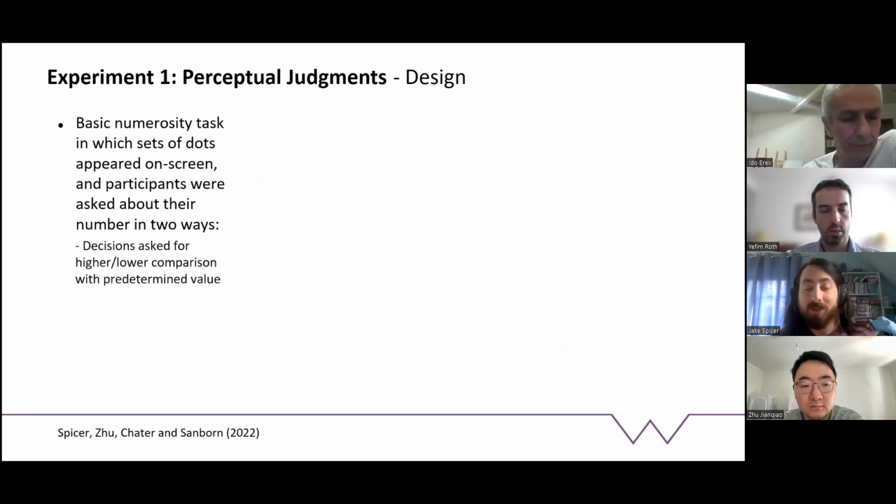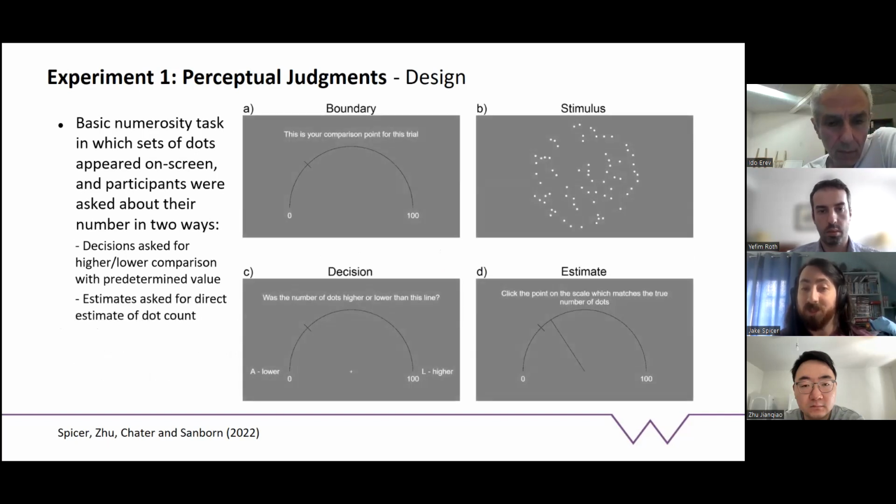So we used a basic decision estimate task where we gave people stimuli and then either first asked them to compare them against a particular boundary and then ask them for an estimate. So in this case, it is a basic numerosity task. We flashed a set of dots very briefly on the screen. We asked them whether it was above or below.